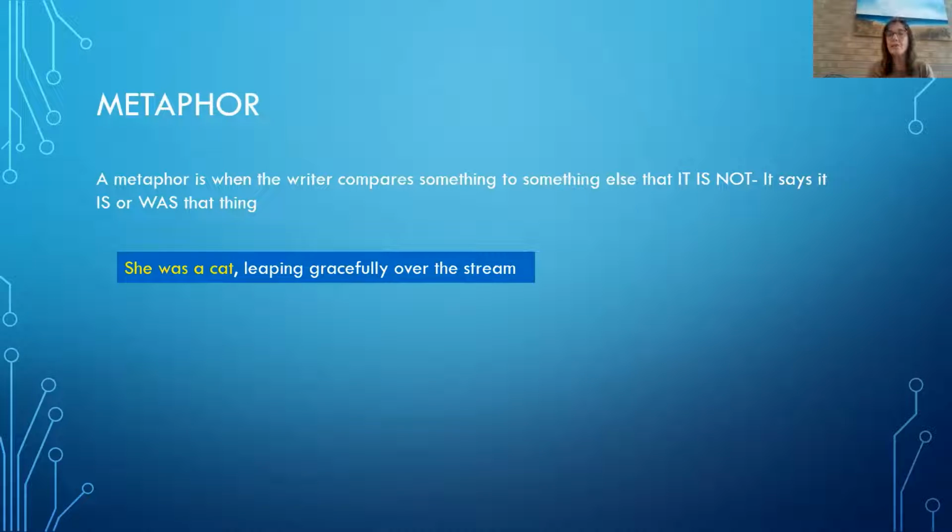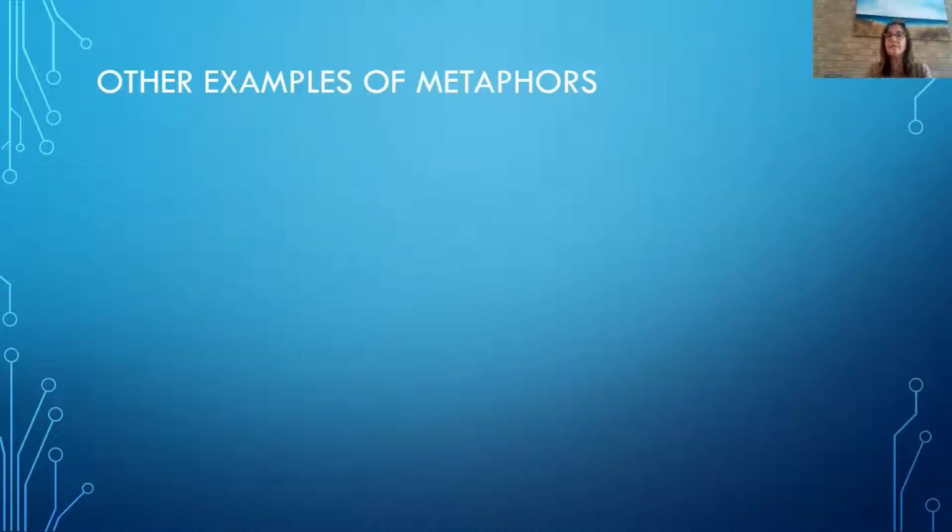For example, linking it to the previous simile example, she was a cat leaping gracefully over the stream. So very similar to simile, but it actually says that it is or was that thing. So again, the comparison is made, but it's got a slightly different feel to it than saying like or as. Let's have a look at some other examples of metaphors.